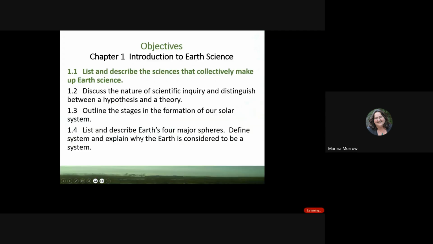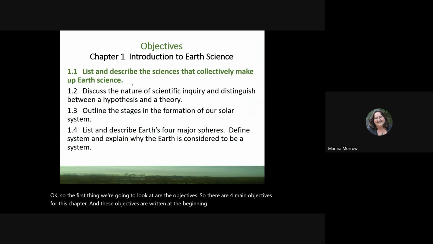Okay, so the first thing we're going to look at are the objectives. There are four main objectives for this chapter, and these objectives are written at the beginning of each chapter in the textbook. The first objective is to list and describe the sciences that collectively make up Earth science. Okay, and then we'll look at the rest later. So let's go look at these sciences.